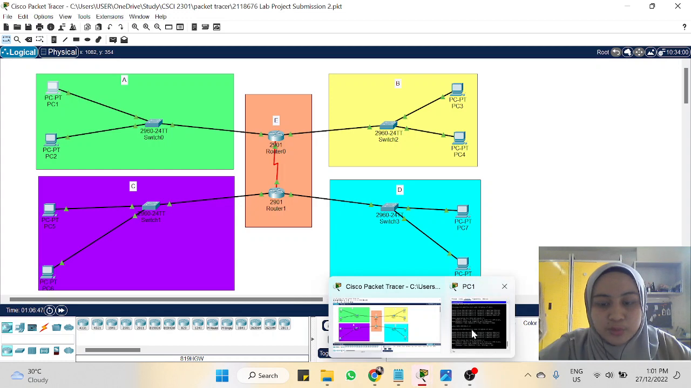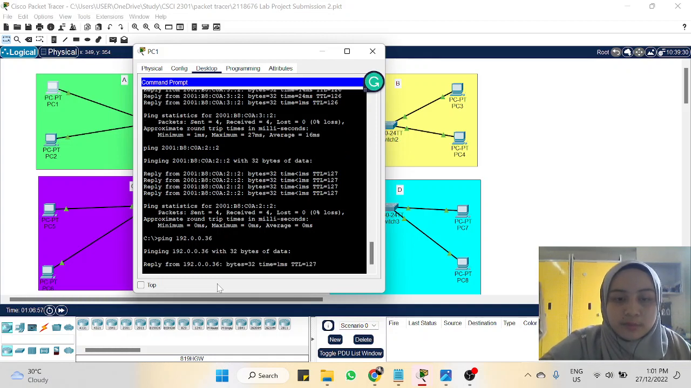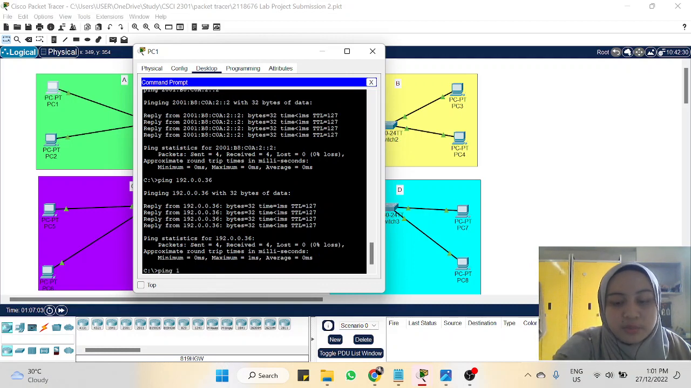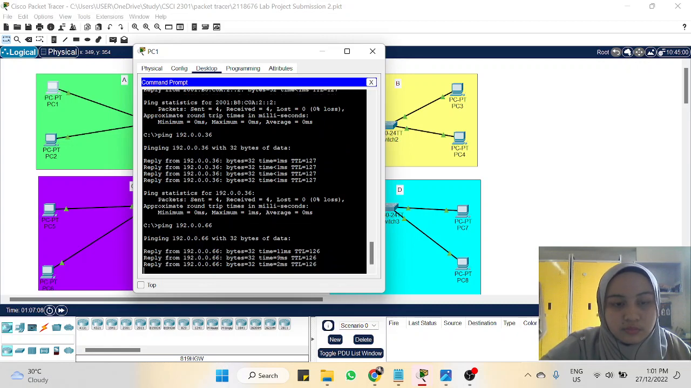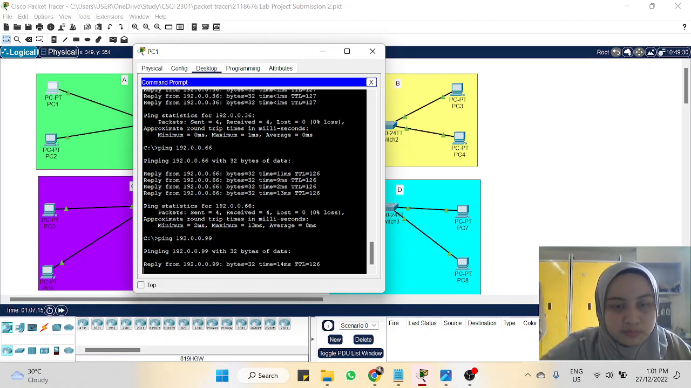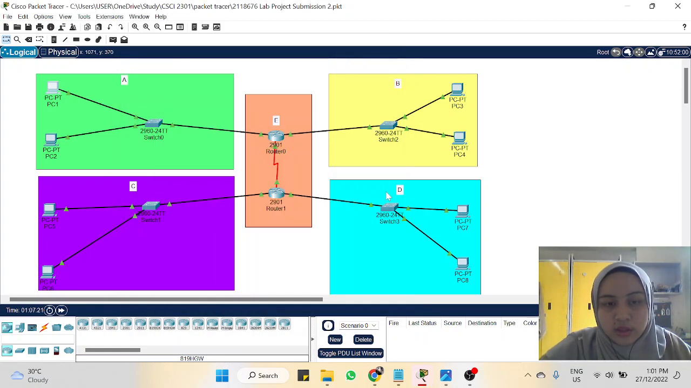Now we will try to ping. This is the command prompt for PC1 in group A. I will try to ping the PC from group B. Next, I will try to ping the PC from group C. Lastly, I will ping the PC from group D. Alright, so it's reachable and there is zero loss.